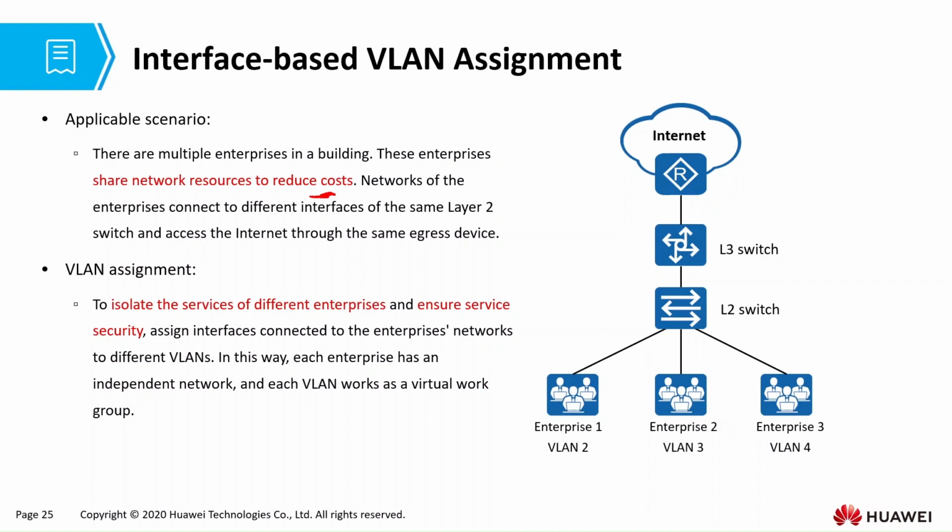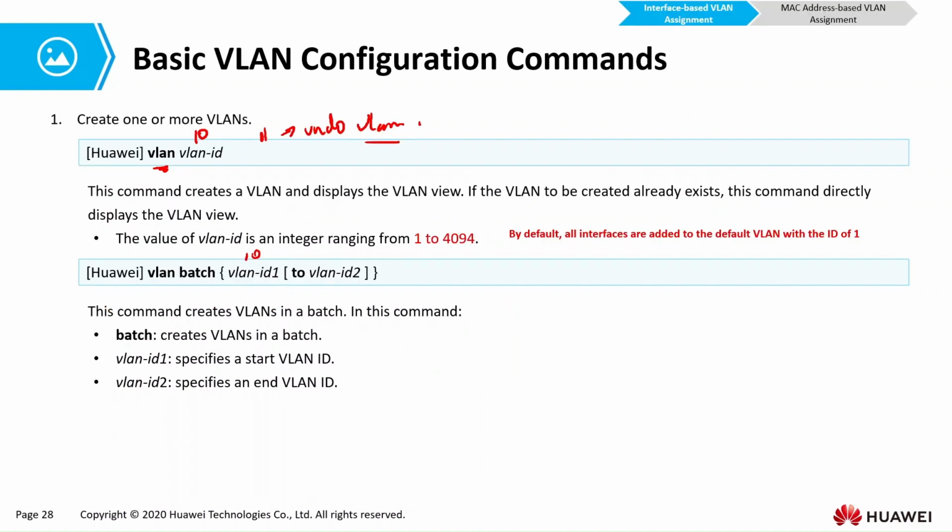So what happens if I make a typo? Normally with the numbering, some students want to create VLAN 10, but wrongly type 11. Remember, you can always undo the VLAN, and that will delete the created VLAN. And of course, in the real world we do not create them one by one. If you have VLANs 10, 11, 12, 13, 14, 15, you do not need to create them one by one. You just specify VLAN batch from 10 to 15, and the device will generate them for you.